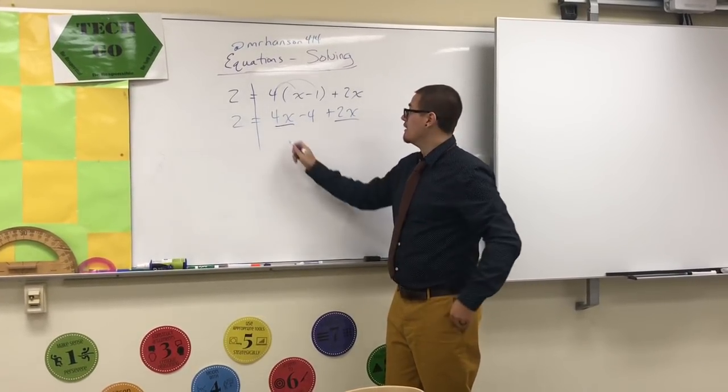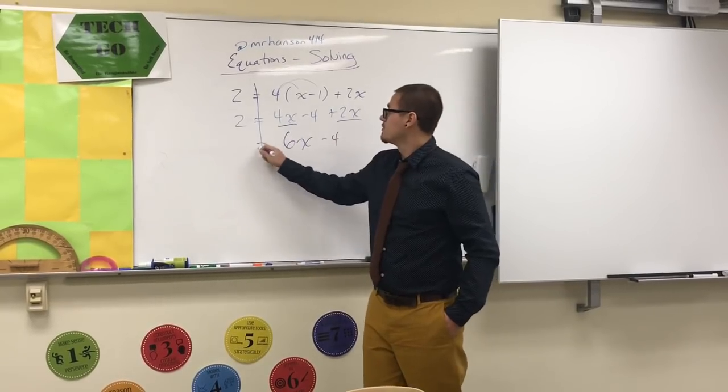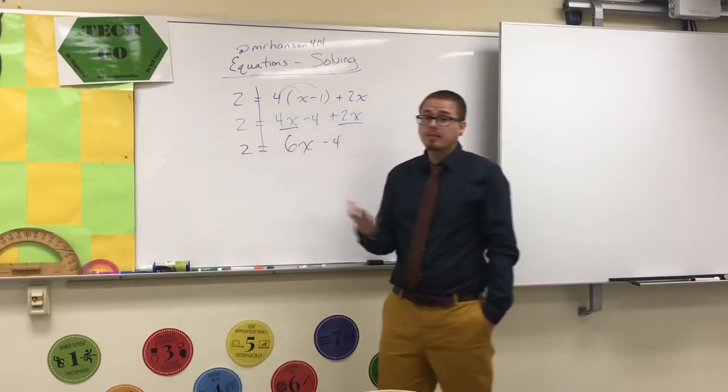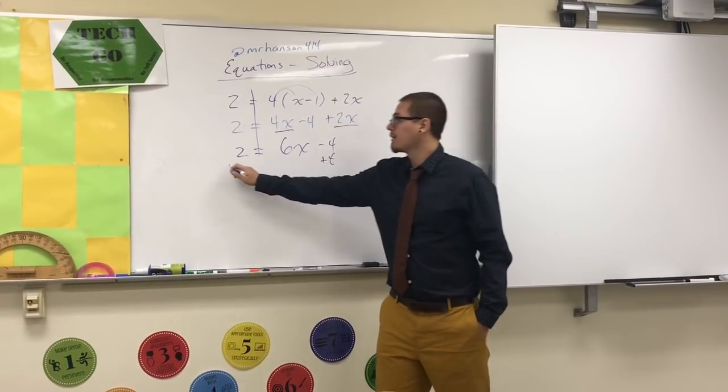Probably got a lot of drama. 6x. Let's bring down that negative 4. That 2 comes down. Now we got a simple 2-step. I know you can all 2-step. Didn't see it at the dance though. Y'all were standing on the walls.